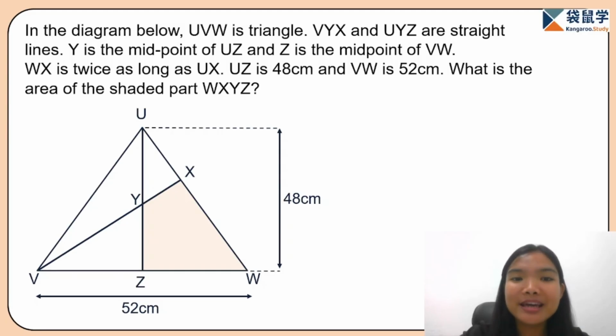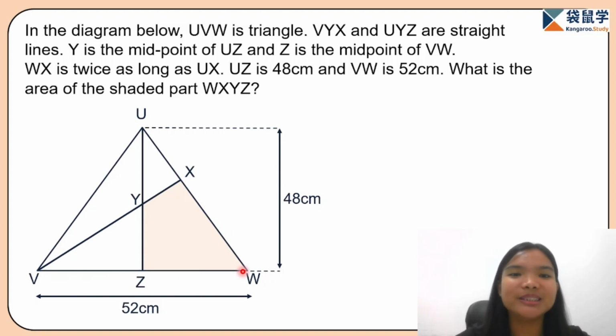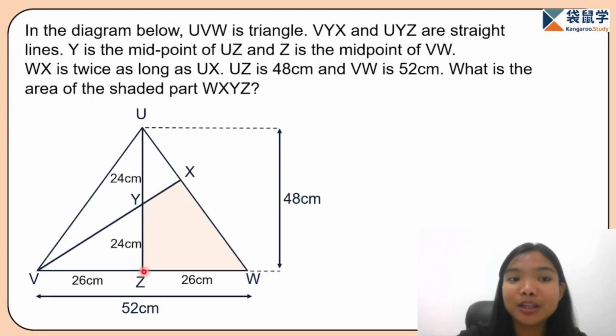So first, when we are given a shape with lengths, the first thing that we can do is to label. VW is 52 cm. So what can we get from here? The length of VZ and WZ, which is 52 divided by 2, is equal to 26 centimeters. Now, what else? We have UZ, that is 48 centimeters. So again, 48 divided by 2 will give us 24 centimeters for UY and ZY.